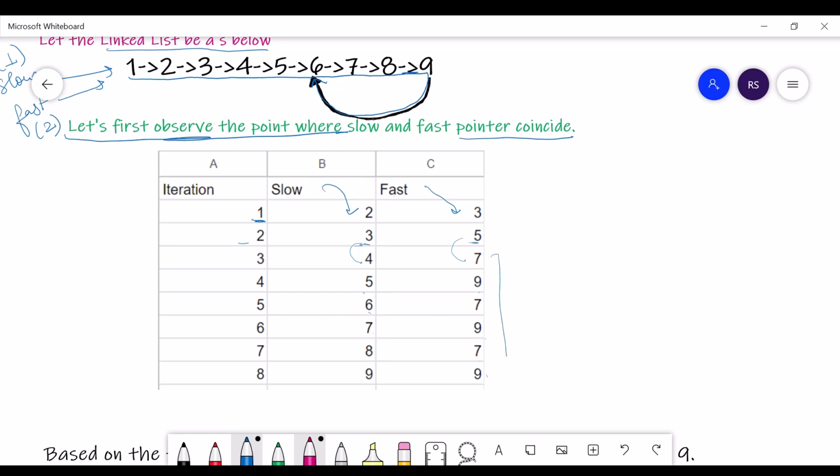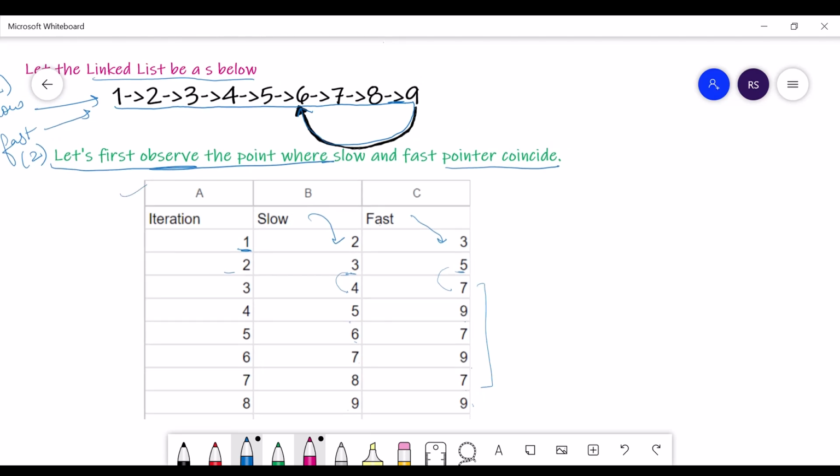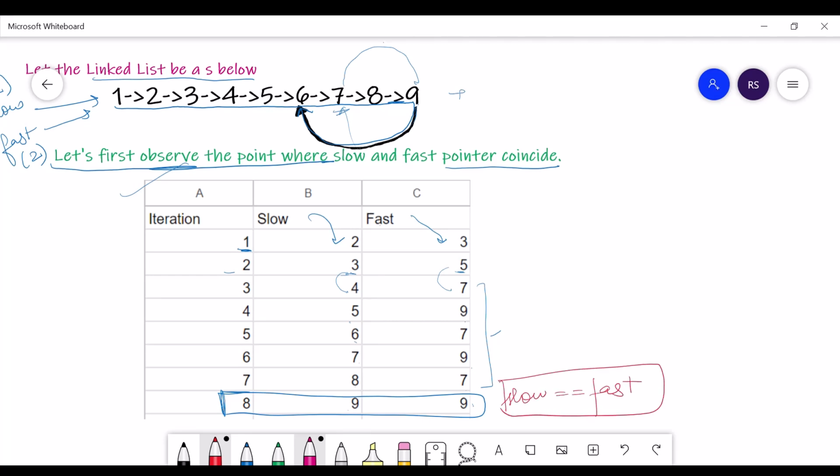If you have confusion over here, try to make this table by yourself. What is happening is it goes to 7, from 7 it jumps to 9, and again it jumps to 7 because 9.next is 6 and 6.next is 7. So we have to jump to 9.next, which is 7. You see, at the 8th iteration the slow and fast pointers coincide over here, which proves that it has a cycle, and it is the node where both coincide.